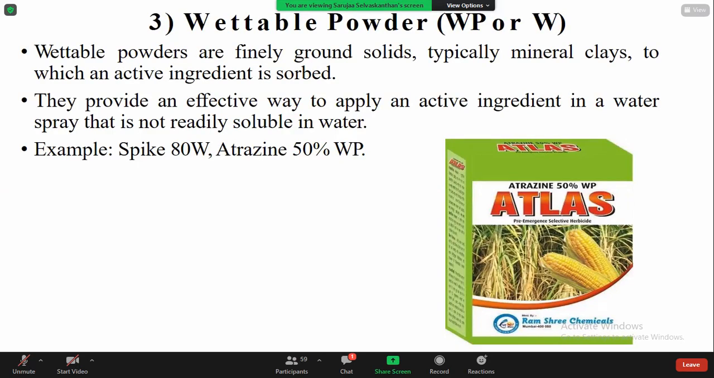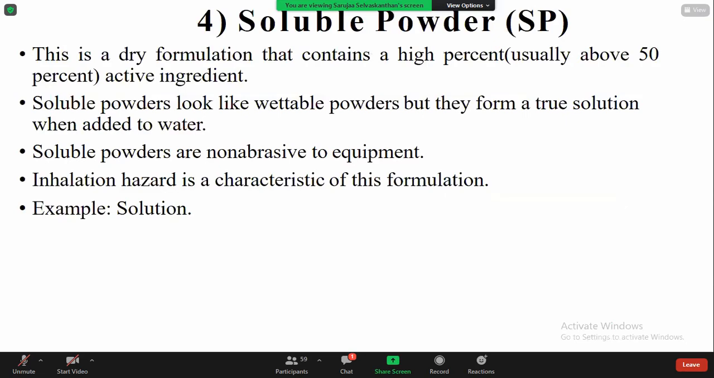Example, Atrazine 50%. Then soluble powder, SP. This is a dry formulation that contains a higher percentage, usually above 50%, of active ingredient. Soluble powder looks like a vegetable powder, but it forms a true solution when added to water. We want to add water, and in the water the formulation becomes a solution.